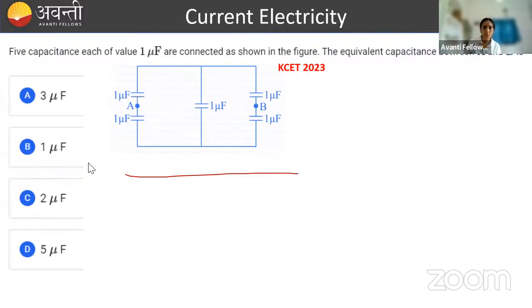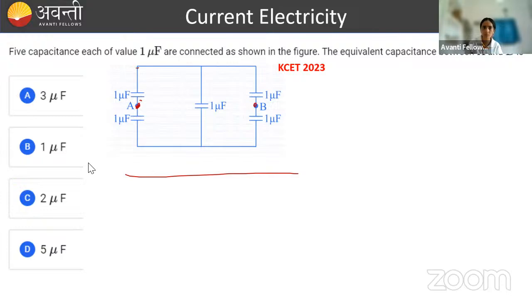Let me do this for you, no worries. Though two points are marked, right? Chain B, Kolhapur. Again, it's wrong. Let's check now. A is this, B is this. We have to calculate C equivalent across A and B. Now, if I say this is A and this is B, in terms of potential, you mark the points.